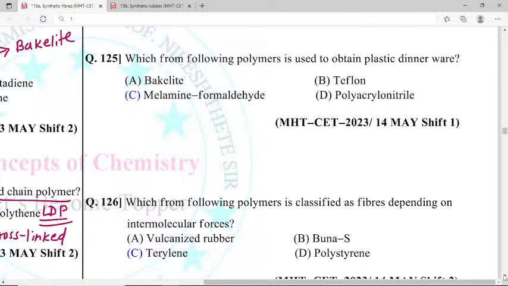Which of the following polymers is used to obtain plastic dinnerware? Plastic dinnerware is obtained from melamine formaldehyde resin. Which of the following polymers is classified as a fiber depending on intermolecular forces? Terylene. Terylene is the answer, classified as a fiber.